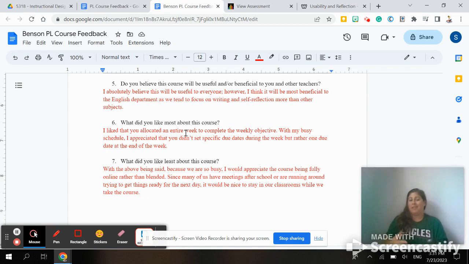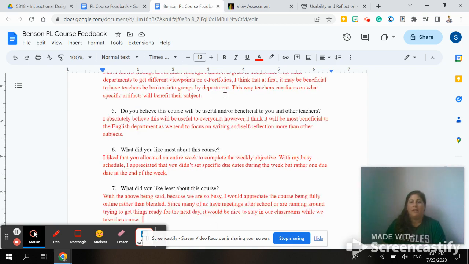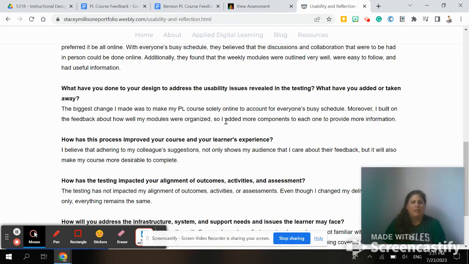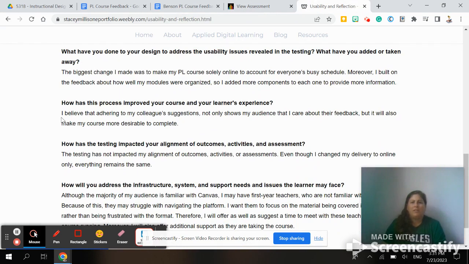And then what did they least like? This is what I said before. They would rather it be online than blended, just because there are meetings after school. They're running around trying to get the materials for the next day, planning, etc. So I did take that into account. And here's just one of them, but I found this one probably the most impactful, although a lot of them said very similar things.